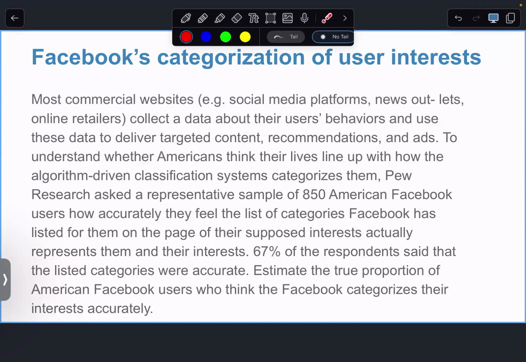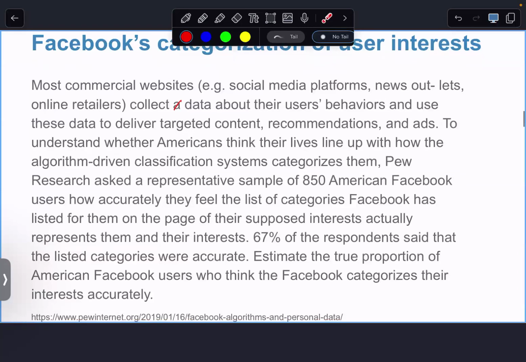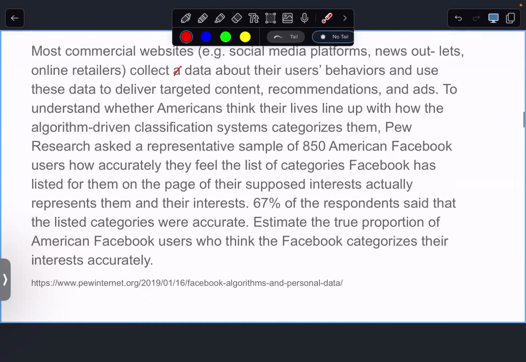Okay, so the example that we're going to be using is this one. Most commercial websites, social media platforms, news outlets, online retailers collect, I don't like this typo, collect data about their users' behavior and use these data to deliver targeted content, recommendations, and ads. We're all aware that this happens. And so to understand whether Americans think their lives line up with how the algorithm-driven classification systems categorizes them, Pew Research asked a representative sample of 850 American Facebook users how accurately they feel the list of categories Facebook has listed for them on their page of their supposed interests actually represents them and their interests. Now that's a long blurb, and there's some key information here that I want to highlight. Okay, and so here, first off, they asked a representative sample.